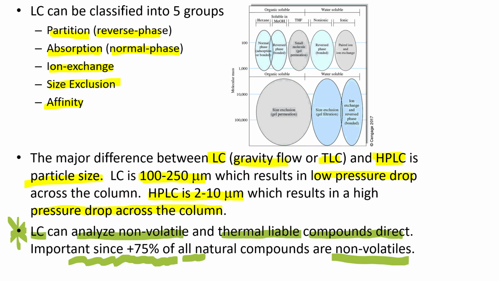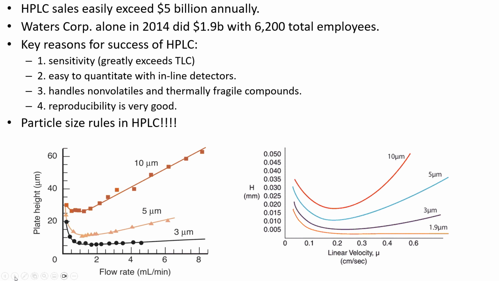Okay, so while GC works great, it only covers about 20 to 25% of everything that's out there. So we need tools for the everything else, and that's where LC fills the gap, and that's the reason it's important. Big seller, so 5 billion a year in annual sales. In 2014 alone, and granted that's a dozen years ago, the Waters Corporation did 1.9 billion in sales with 6,200 employees.